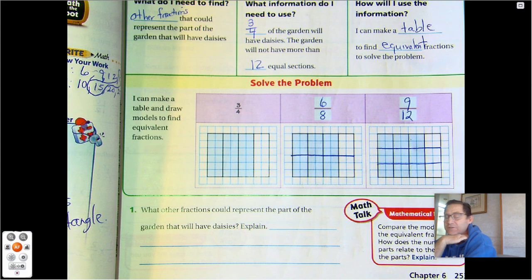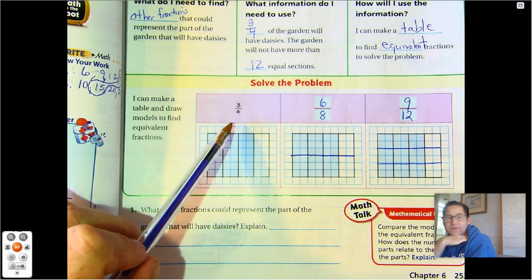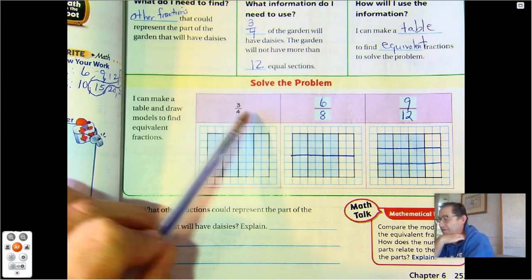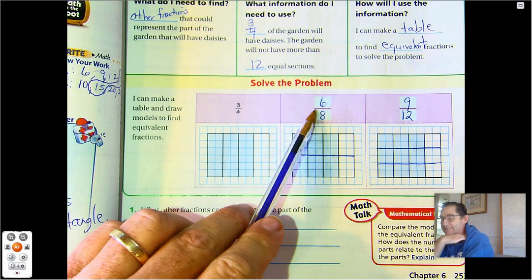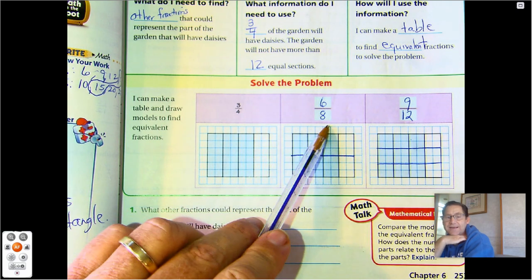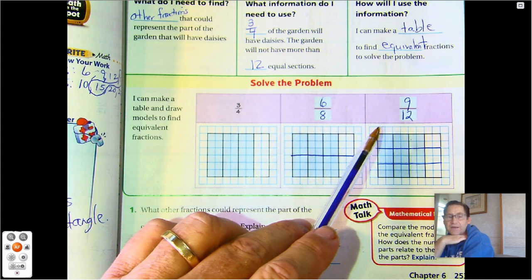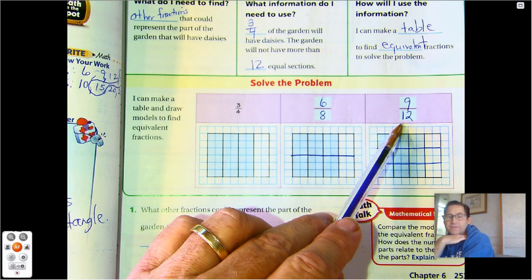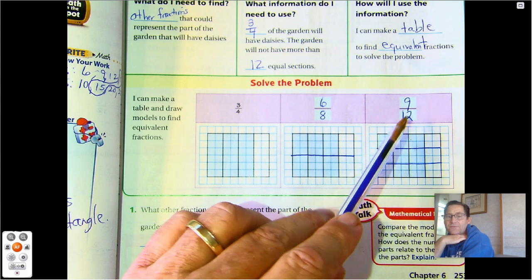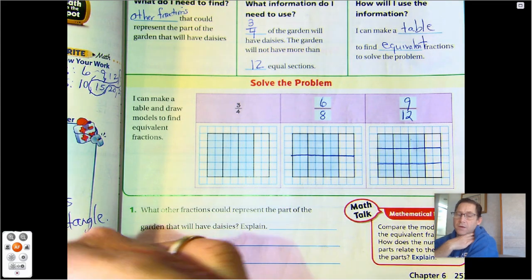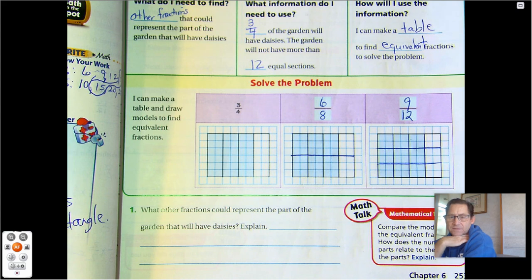So this is no different than what we were doing yesterday. 3/4, if I multiply by 2, I get 6/8. 4 times 2 is 8. 3 times 2 is 6. If I multiply 3/4 by 3, 4 times 3 is 12, and 3 times 3 is 9. Okay, and then the models represent that.